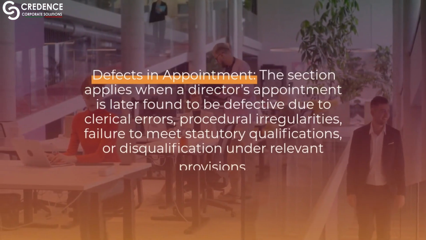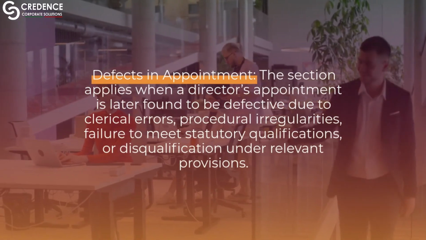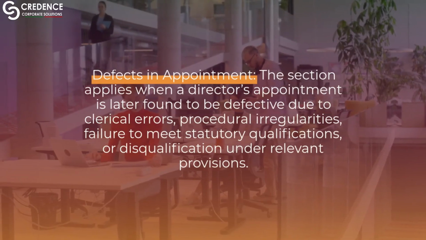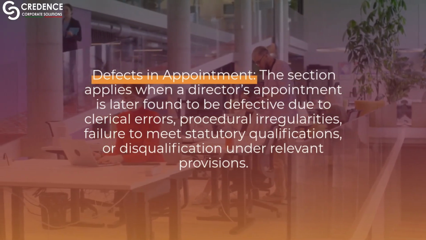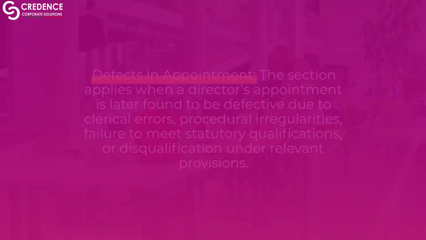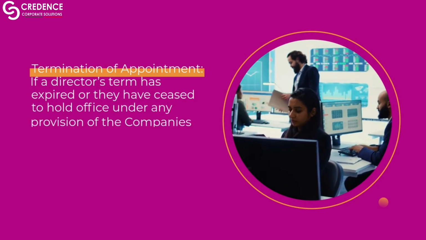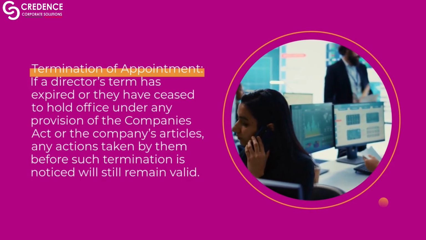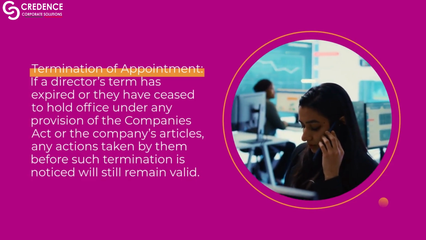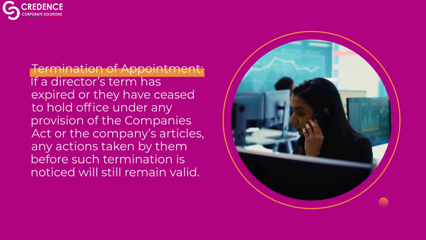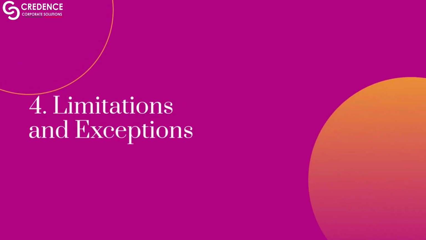The section applies when a director's appointment is later found to be defective due to clerical errors, procedural irregularities, failure to meet statutory qualifications, or disqualification under relevant provisions. Termination of appointment. If a director's term has expired or they have ceased to hold office under any provision of the Companies Act or the company's articles, any actions taken by them before such termination is noticed will still remain valid.